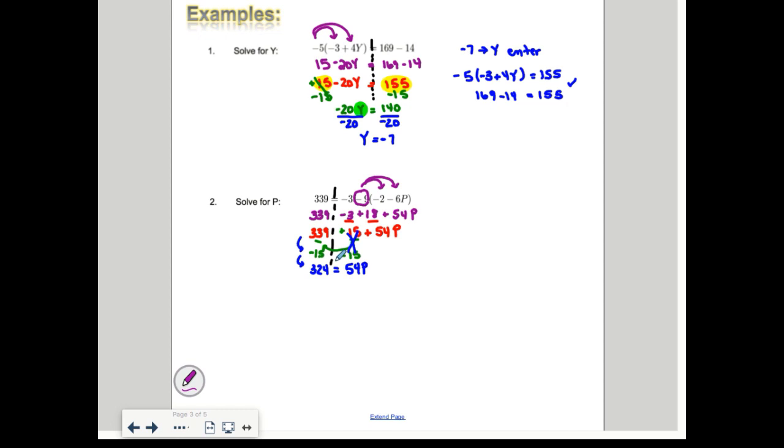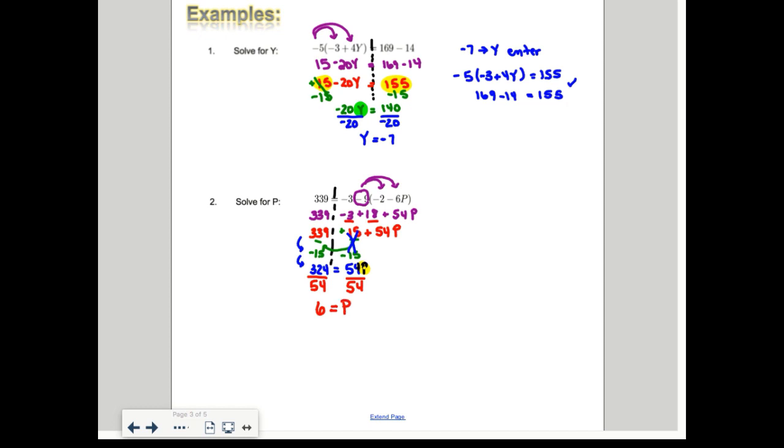The next step tells me to use the properties of equality again, and to isolate the variable. Again, a variable is right here. Okay, that's the variable, p. So to undo 54 times p, the opposite of multiplication is division. So I'm going to divide both sides by 54. 324 divided by 54 is 6, and then equals p.